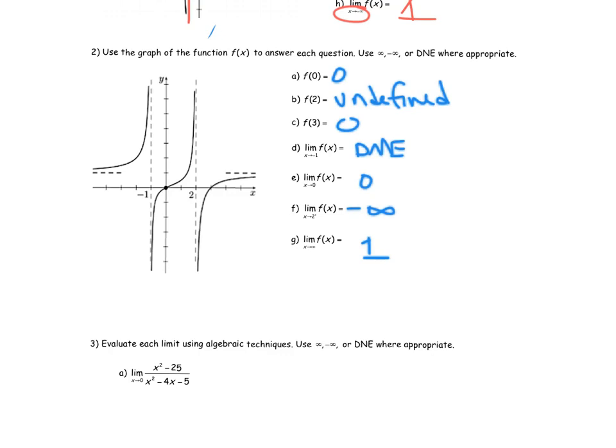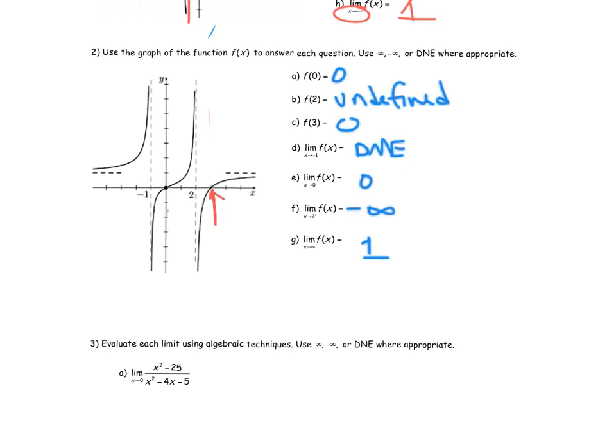All right, so these are my solutions here. I have f of 0 is 0, so there's 0 when x is 0. F of 2, well, there's no actual y value at 2. We approach positive infinity and negative infinity. You actually have an infinite discontinuity here. F of 3 when x equals 3. So when x equals 3, that is here.